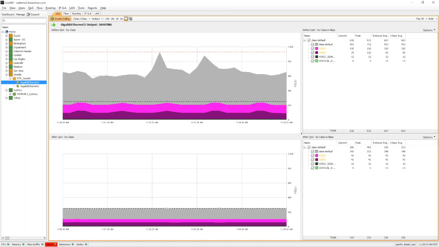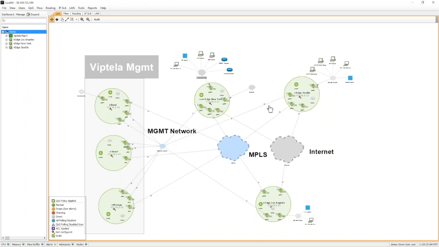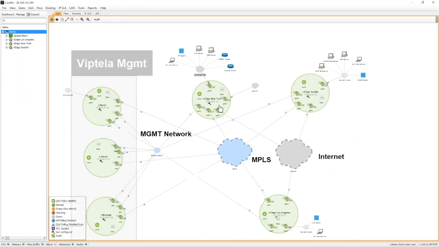One last thing I'll do is the Viptela piece. This is actually Viptela, because I know people have asked. So these are vEdges.